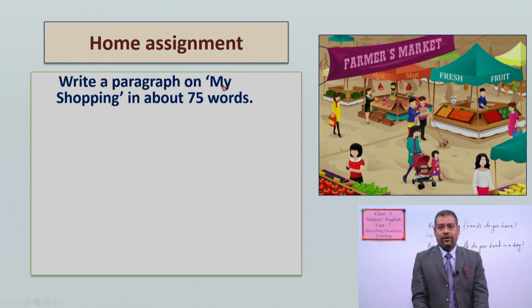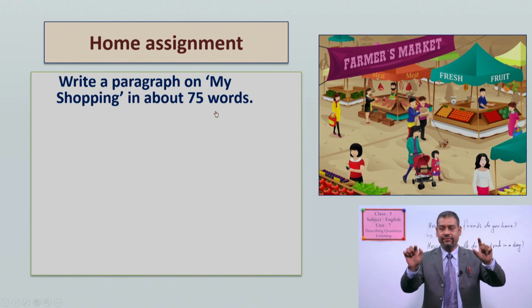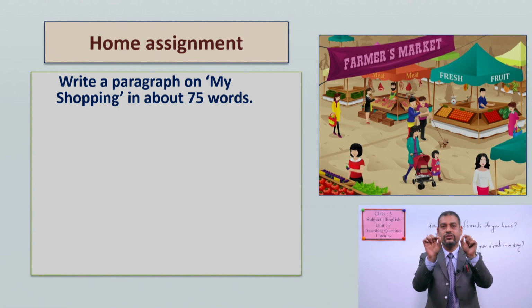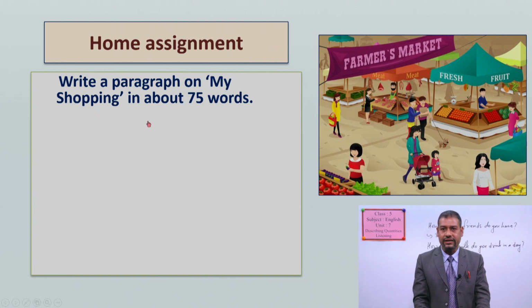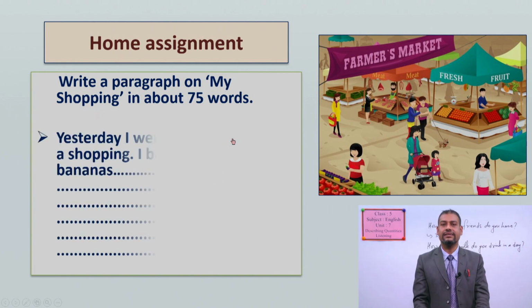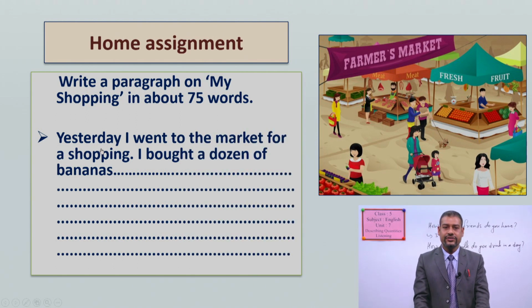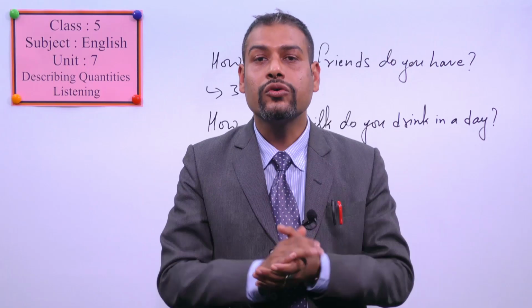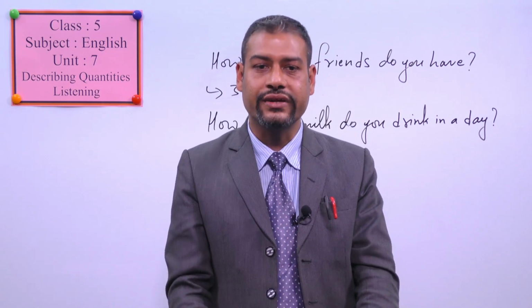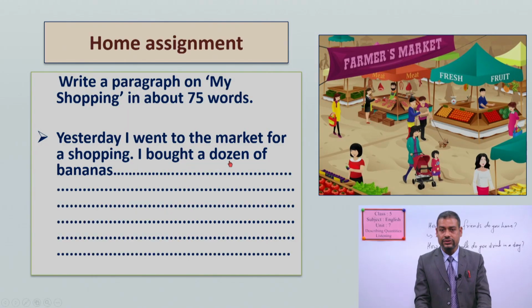Now the question for you is, write a paragraph on my shopping in about 75 words. So it means you have to write a paragraph. In your paragraph there should be around 75 words, and you have to write on the topic my shopping. And here, dear students, you can start like this. For example, yesterday I went to the market for shopping. I bought a dozen of bananas. Here you have to use the words that indicate the quantities. For example, in this sentence, I bought a dozen of bananas. Dozen, D-O-Z-E-N.